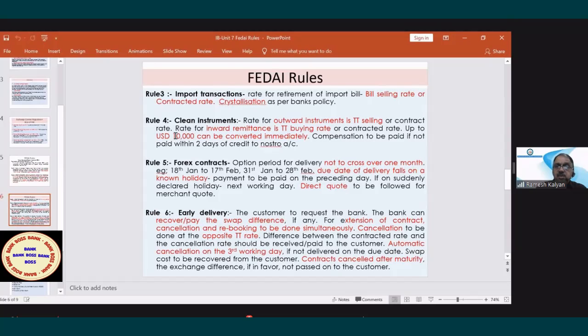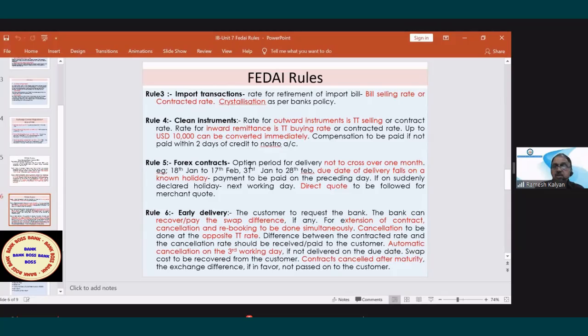Here the important point is, up to $10,000 you can convert without referring to the customer, unless there is an instruction to the contrary. Suppose he says that I have sent $2,000 for the purpose of an SNR account, then you should not convert. Otherwise, if no specific instruction is there, up to $10,000 you are in order in converting without referring to the customer. Otherwise, you may have to convert back, which will incur a loss, because you will be doing a TT buying and a TT selling, and the rate is different. So it will put you at a loss. This is very important. Within 2 days of credit to nostro, we have to part with the funds.